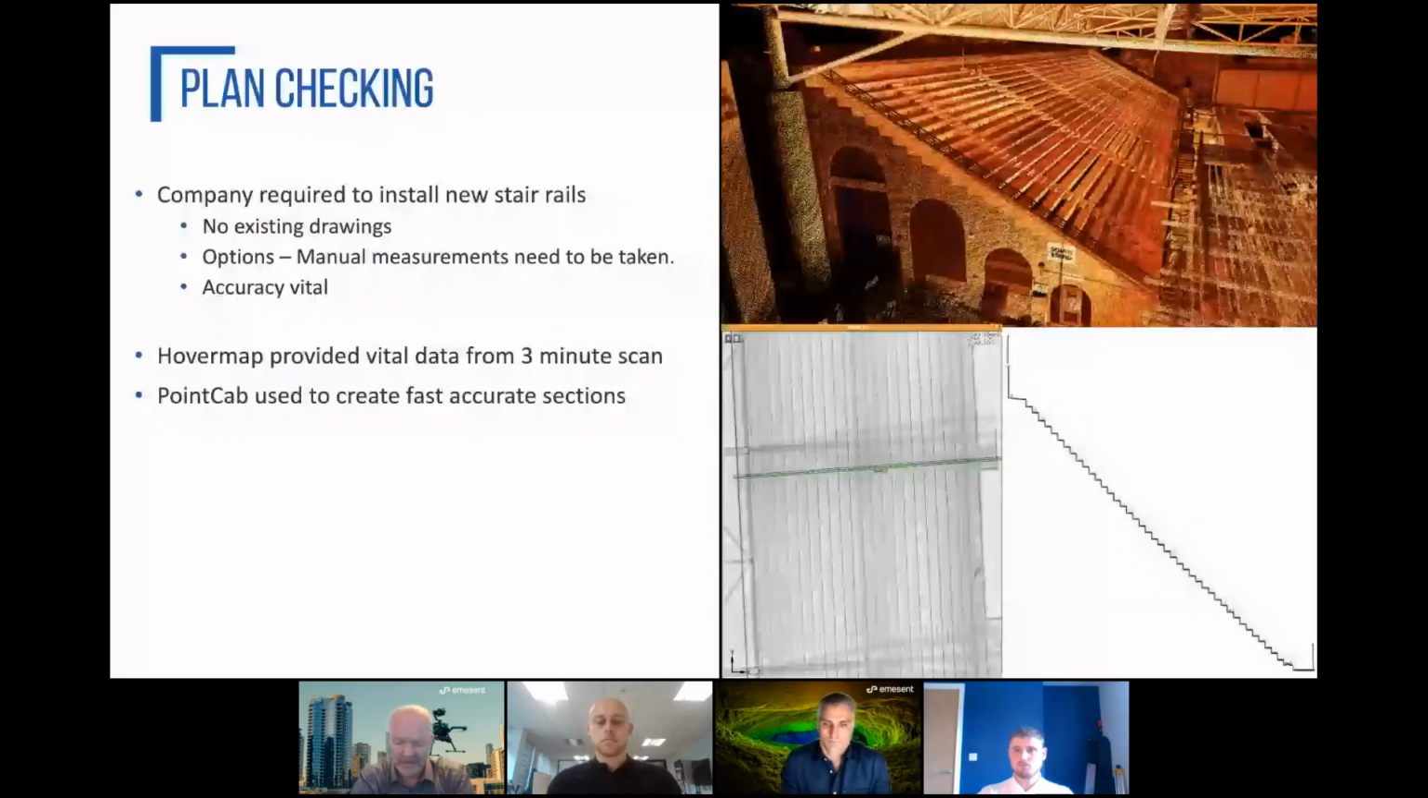Now this one, again, when you're talking about as-builts, many a time different applications. This particular application was for a company looking at building the rails, and these rails were going to be on the stairways. There were no plans for that particular model, but a 3-minute scan and then dropping those plans into Point Cab provided enough information to do some validity checks on the handheld drawings and measurements that had been done.